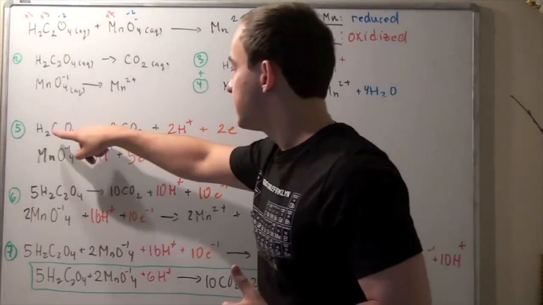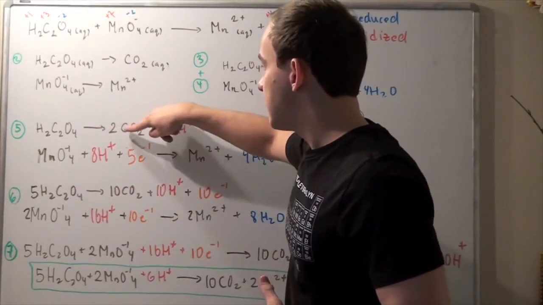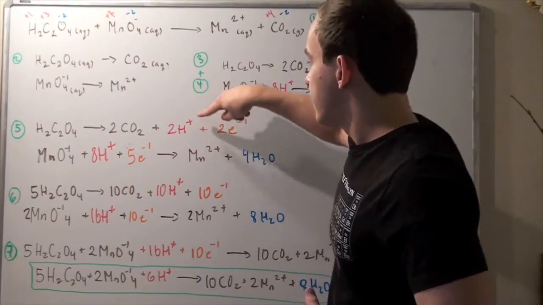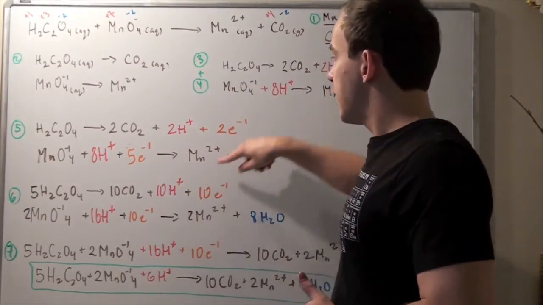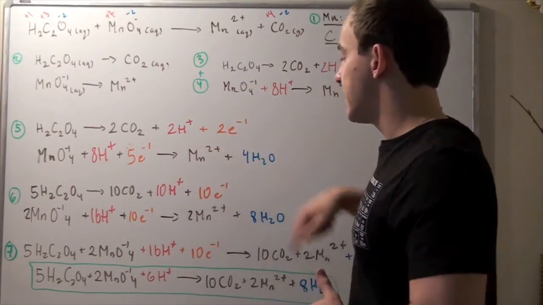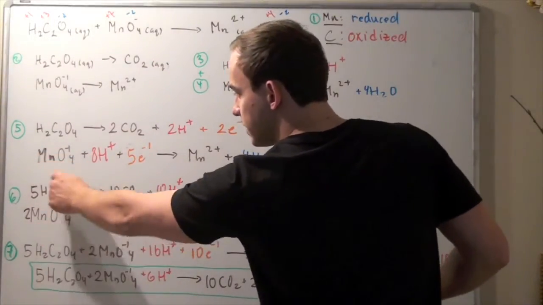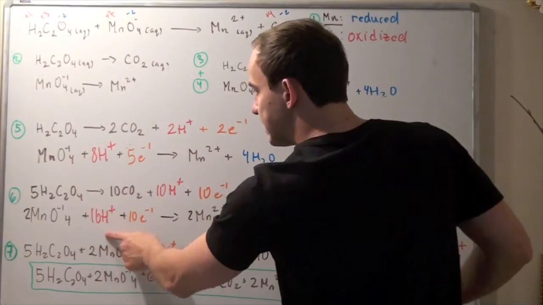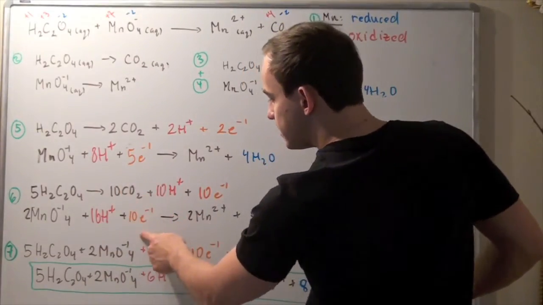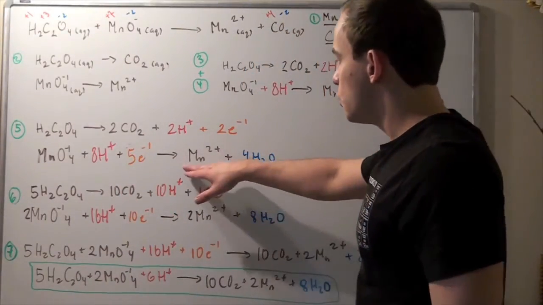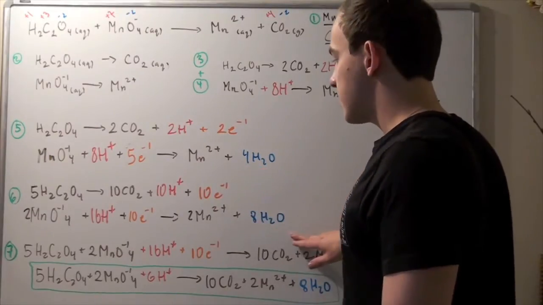So 5 times this gives me this, 5 times this gives me this, 5 times 2H gives me 10H, and 5 times this gives me 10 electrons. I multiply this whole reaction by 2, I get 2 of these, plus 16 H pluses, plus 10 electrons, equals 2 of these and 8 of these.